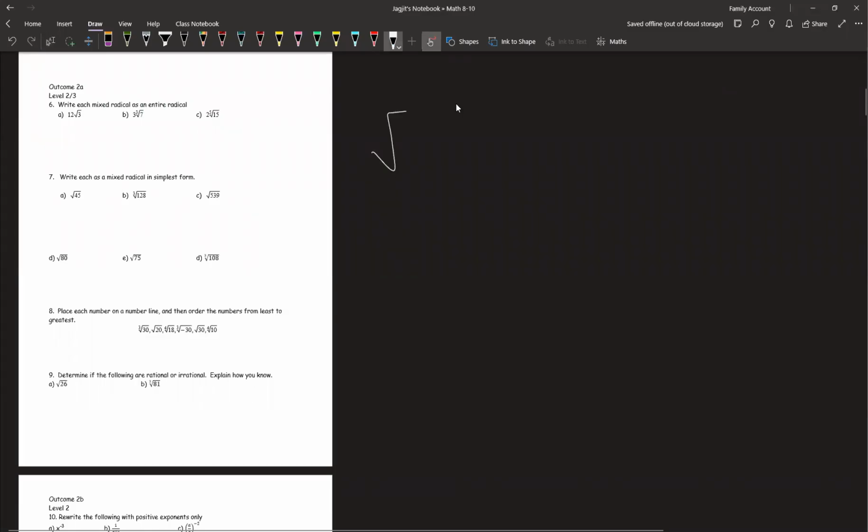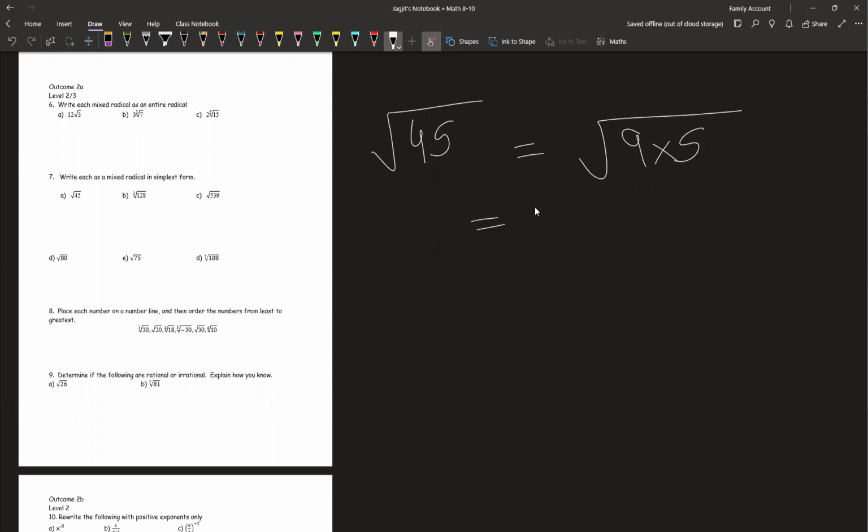Next up, they're asking me to take this radical and write it in its simplest form. So what you will do is you'll divide 45 fully, or you can recognize that 45 is 9 times 5. What's the square root of 9? 3. So that becomes 3 square root of 5.